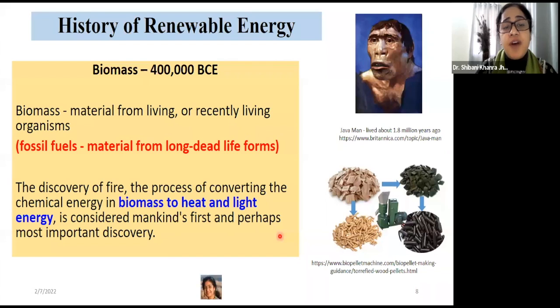Now, the discovery of fire, the process of converting the chemical energy in biomass to heat and light, is one of mankind's first and perhaps most important discoveries, as we know.